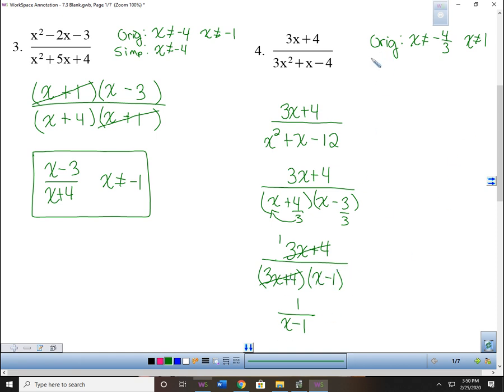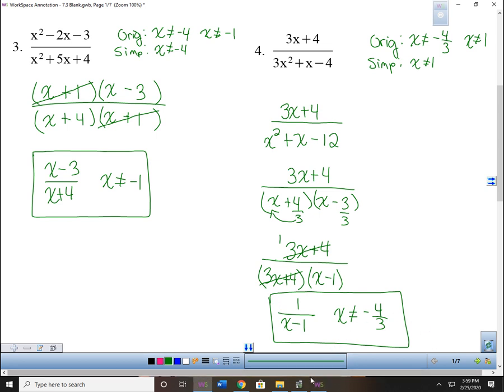So the only thing in my simplified version that x cannot be, I would set x minus 1 equal to 0. So x cannot be 1. So I see that that was already a restriction for my original, so I don't have to write that one down, but I do have to write that x cannot be -4/3. That way I've restricted the same thing for both my original and my simplified version.